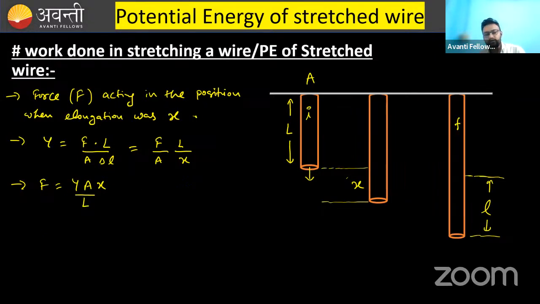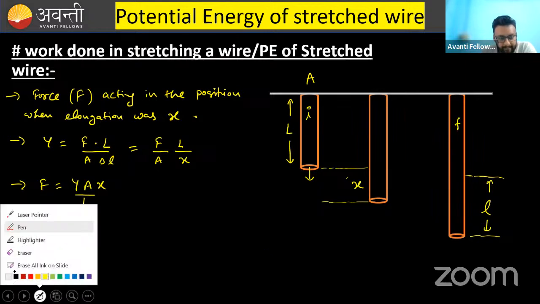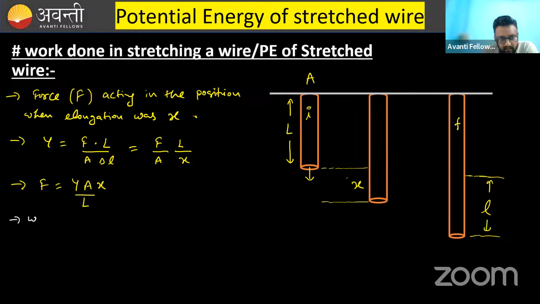Why are we calculating the force? Because we need to calculate the work done, and this work done will be stored in the form of potential energy. So we will get the answer for potential energy. Let's change the color of the pen. Work done. Now we are in the position of x. Now displace the wire again by a very small distance of delta x. I am again displacing it by a very small distance delta x.